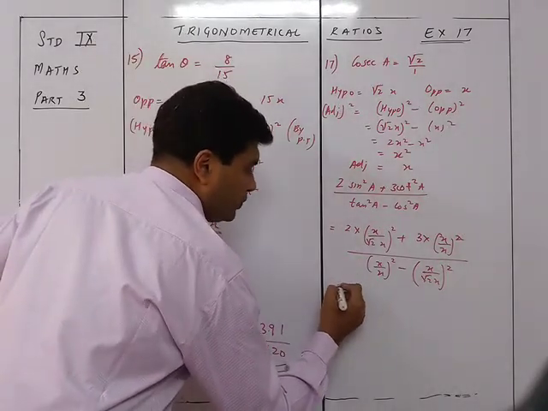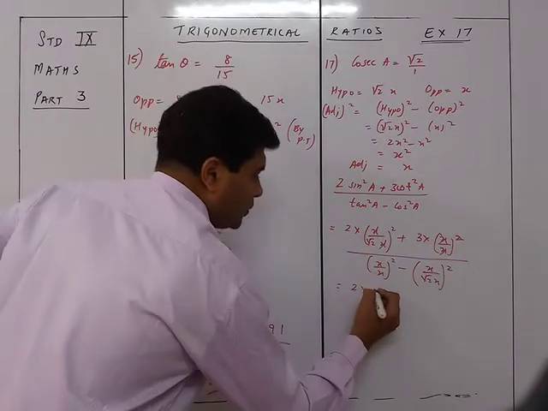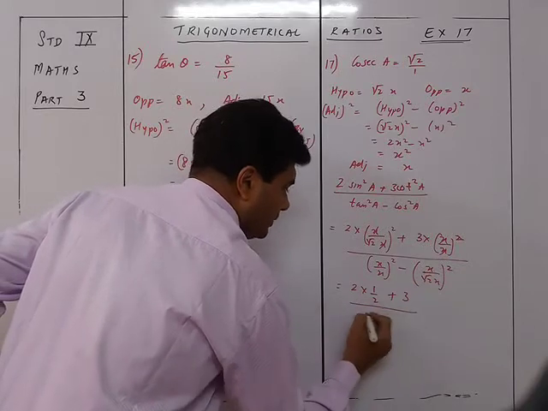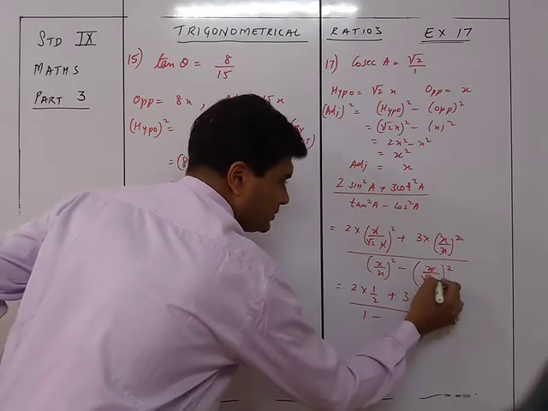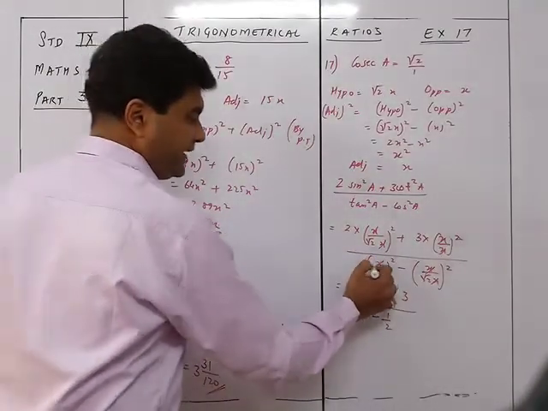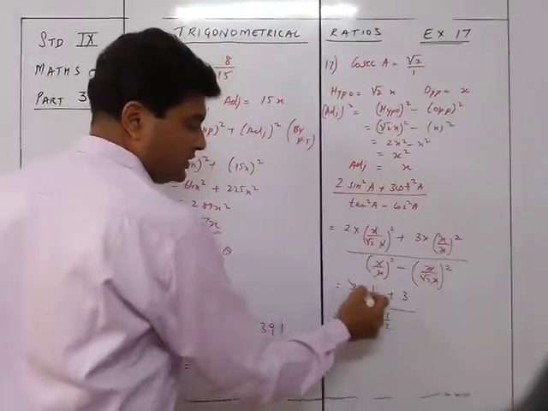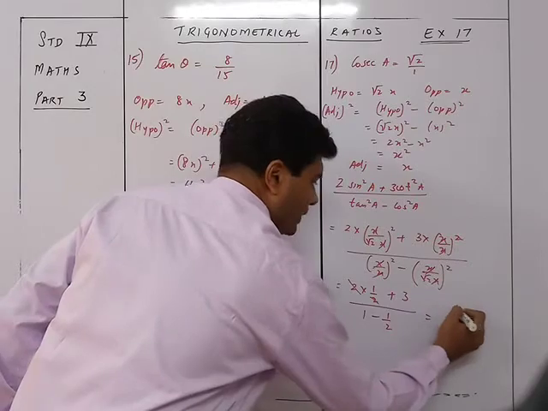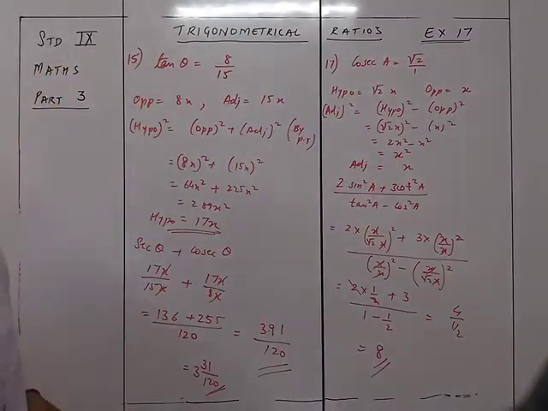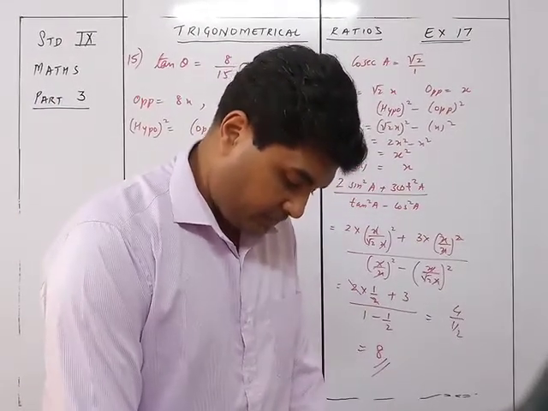So this will give you 2 into, so x gets cancelled, 2 into 1 upon 2 plus 3 upon 1 minus 1 upon 2. Okay, this is getting cancelled. Here 1 upon root 2, the squaring will be 1 upon 2. So here this gets cancelled to get you 4. So it is equal to 4 upon 1 upon 2, that is nothing but 8. So the answer is 8. So the answer to sum number 17 is 8.